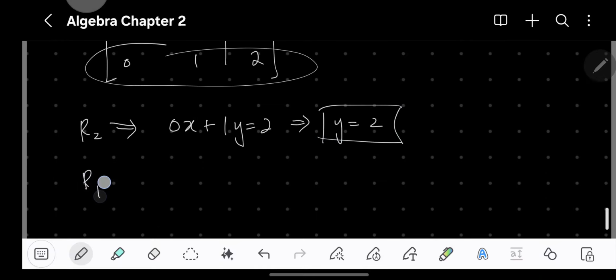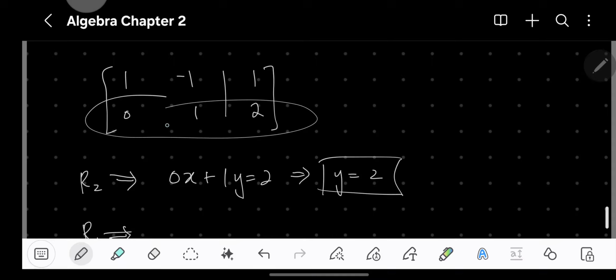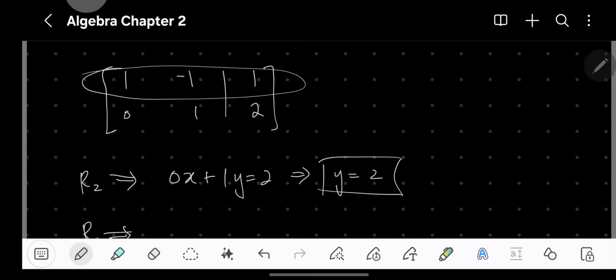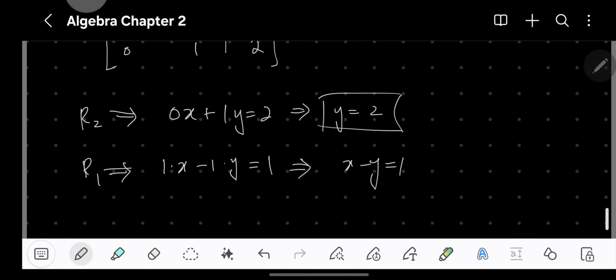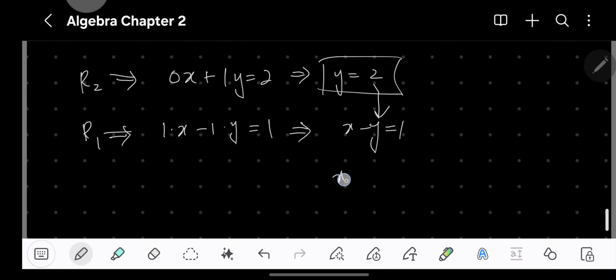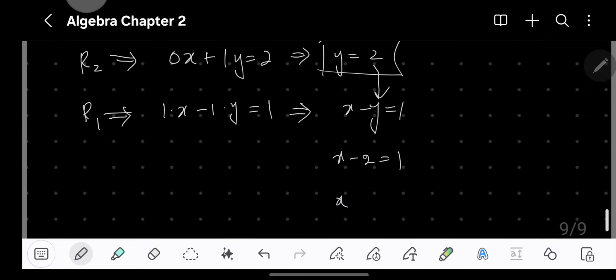And similarly, R1 corresponds to 1 times x minus 1 times y is equal to 1. This means x minus y is 1. If I put y is equal to 2 here, this means x minus 2 is 1. And if I take this 2 to this side, it will be 1 plus 2 and x is equal to 3 then.